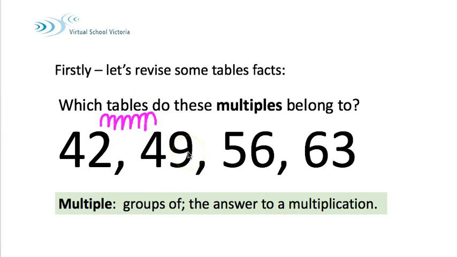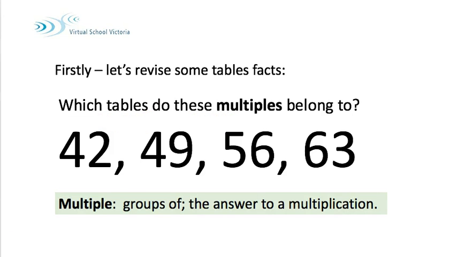Let's check if there are 7 jumps between 49 and 56. Now I'm not counting 49 because I've already counted it here. So I'm going to go 50, 51, 52, 53, 54, 55, 56. And I've got 1, 2, 3, 4, 5, 6, 7 jumps there. So I can safely assume that these are 7 times multiples or 7 times tables.